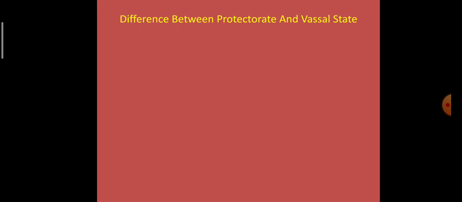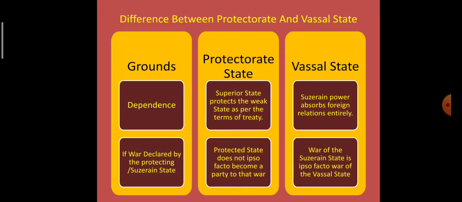So let us understand the difference between the protectorate and the vassal state. On the grounds of dependence, under a protectorate, a superior state protects the weak state as per the terms of the treaty, whereas in a vassal state, the suzerain power absorbs foreign relations entirely. On the grounds of war, if war is declared by the protecting state, the protected state does not ipso facto become a party to that war, whereas in a vassal state, the war of the suzerain state is ipso facto the war of the vassal state.